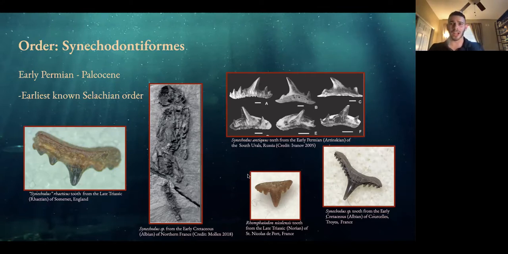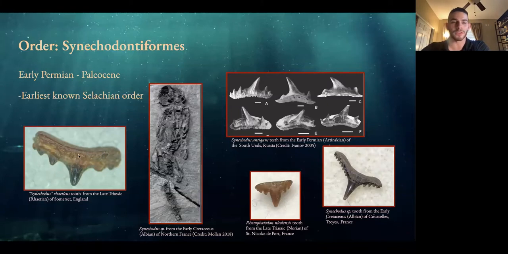So in the Triassic is really when you start seeing these sharks diverge. You see much more diversity in the Triassic for synechodontiforms. One example is Rhomphaiodon nicolensis. This tooth is from the late Triassic, the Norian of St. Nicholas de Port in France. This actually comes from the type locality. You also find Synechodus rhaeticus from the late Triassic. This tooth is from England.